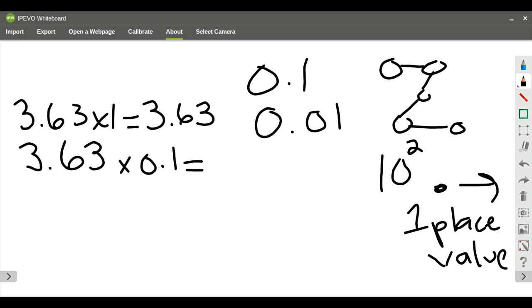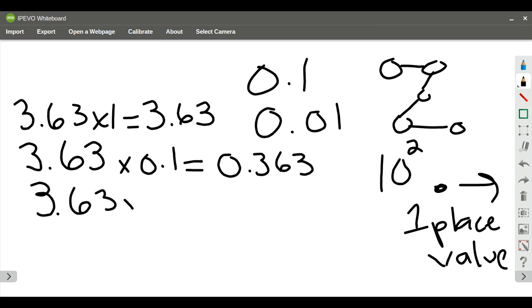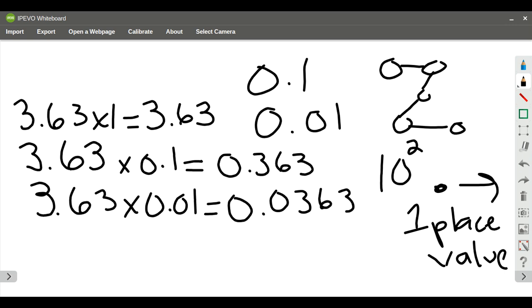So when I multiply by that decimal place value, I get a new value of 0 and 363 thousandths. When I multiply 3 and 63 hundredths by 1/100th, I get a value of 363 ten thousandths.